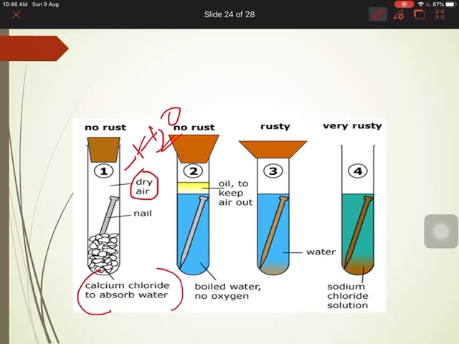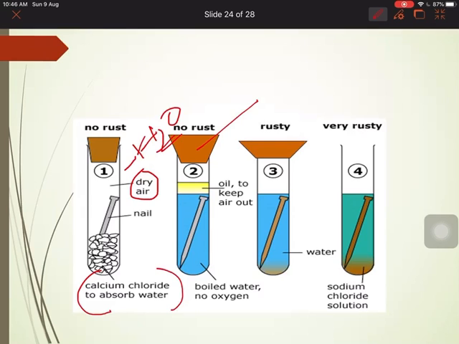In test tube 2, you can see the water is present, but we have boiled the water to get rid of the oxygen which is present in the water, and we have poured some oil so that outside air cannot enter the water. So the nail is only in touch with the water, not oxygen.